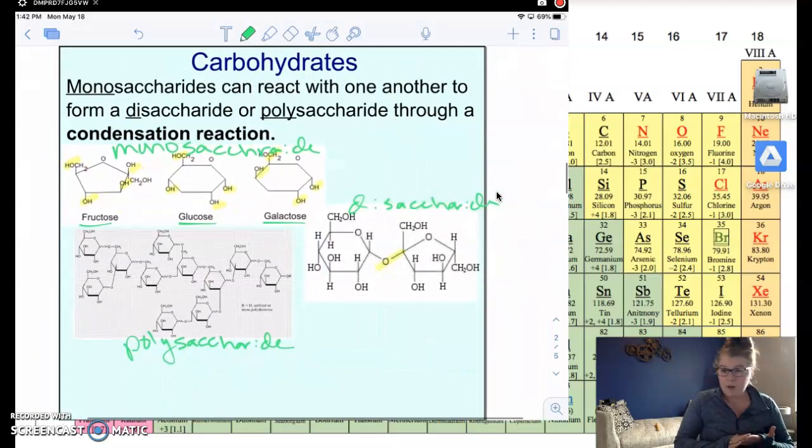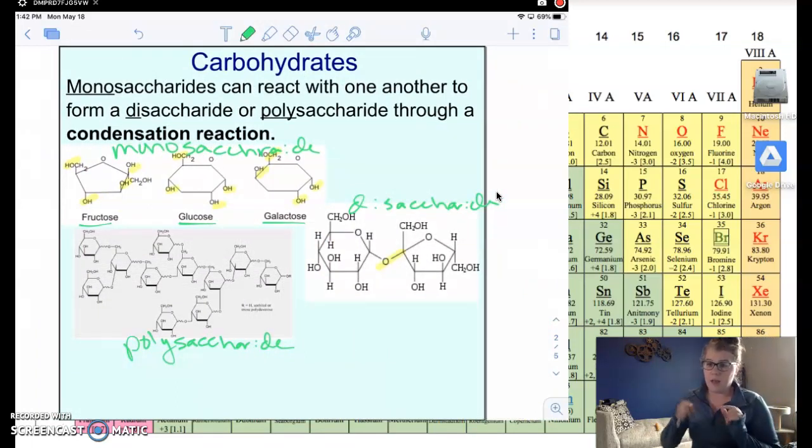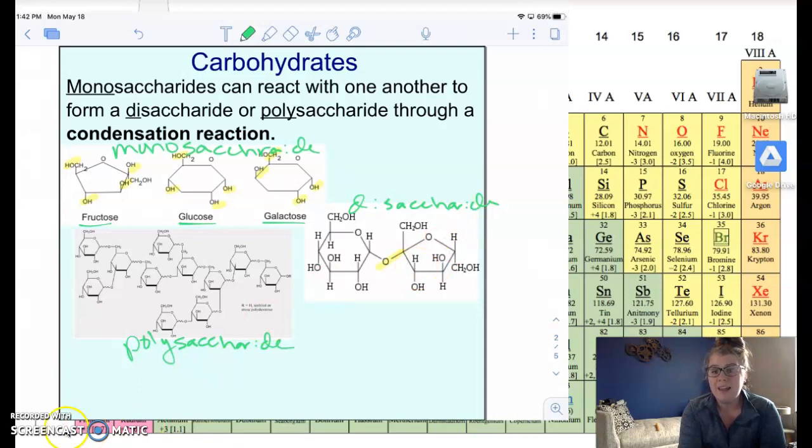So again, carbohydrates are made of carbon, hydrogen, and oxygen, specifically sugar molecules, which are 5 to 6 carbon rings with alcohols on them. A monosaccharide would just be one of them, a disaccharide would be two, and a polysaccharide would be three. So one thing I need you to feel comfortable doing is looking at a picture of one of these and telling me which one it is.